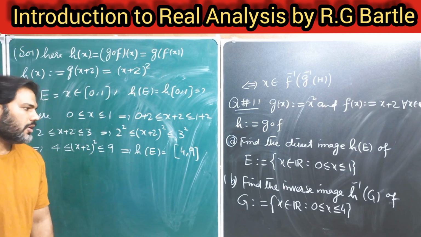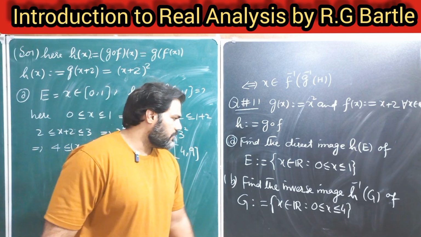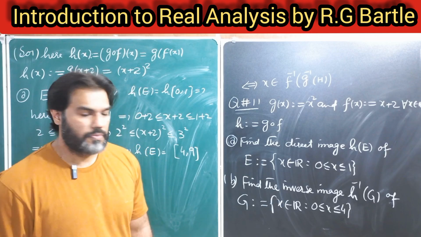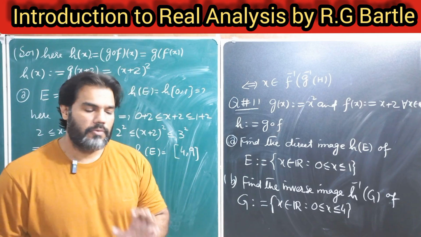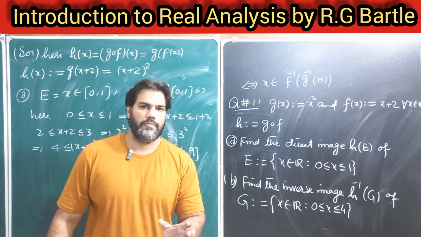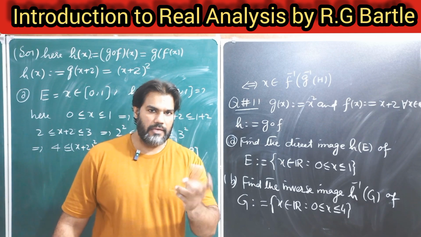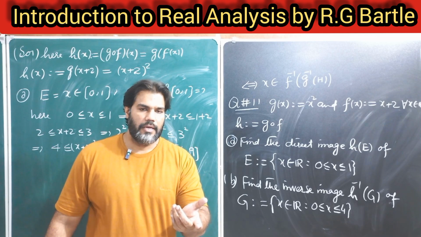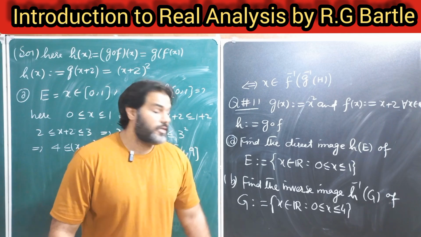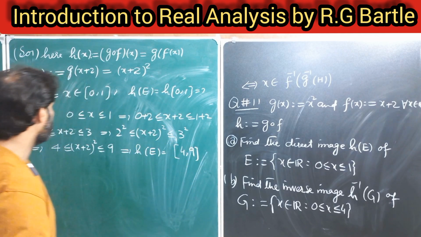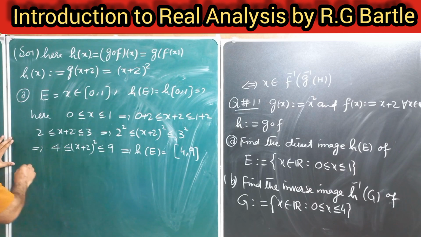Now we move towards the B part. In part B, we need to find the inverse images. I will solve this question by two methods. In one method, I will find the inverse function of h of x, and in the second method, without finding the inverse function, we will find inverse images. So, method number one.